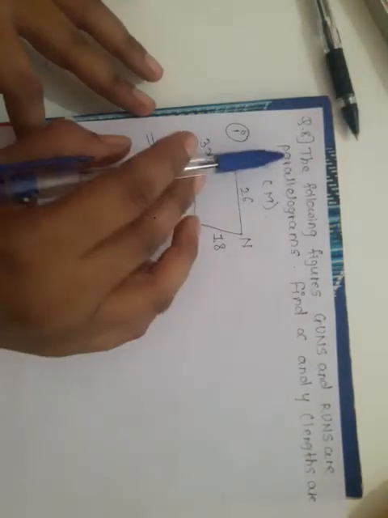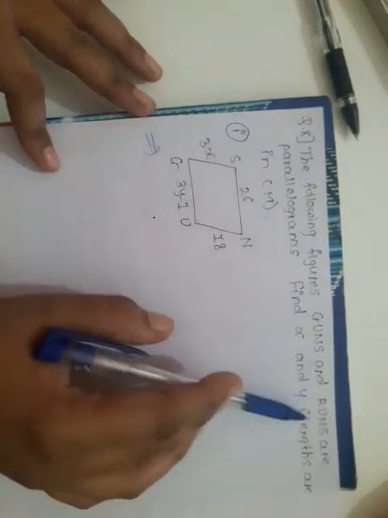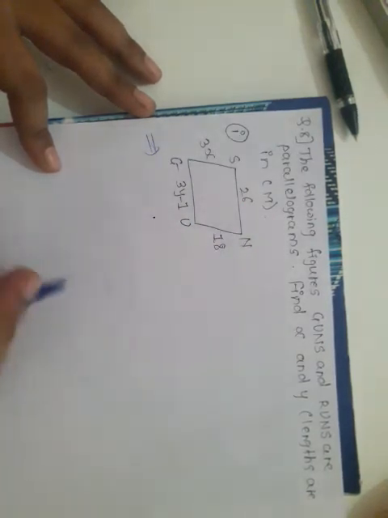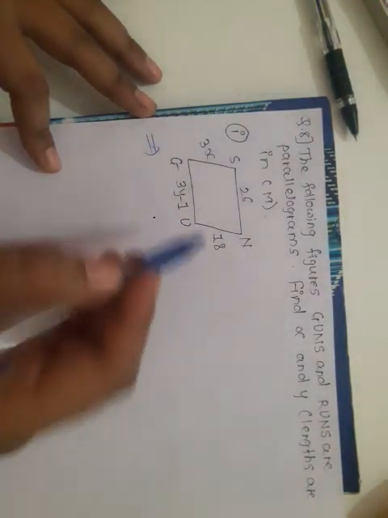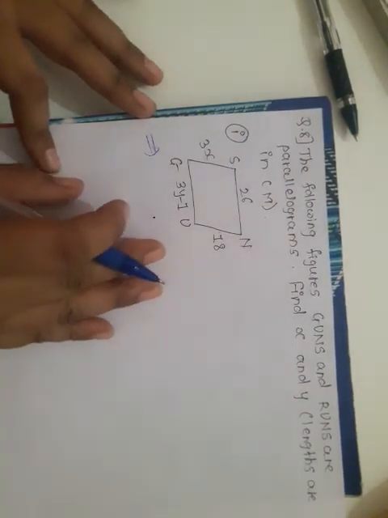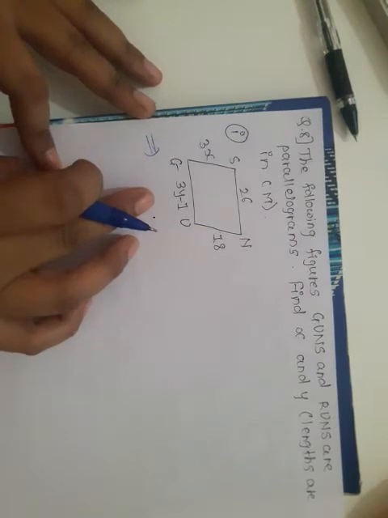Next question, question number 8. The following figures, GUNS and RUNS, are parallelograms. Find x and y. Lengths are in centimeter. Okay, means the unit of x and y is in centimeter. So the figure is given to us. We are taking the first example here.